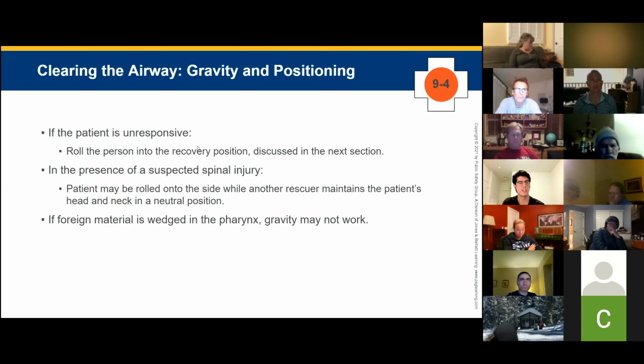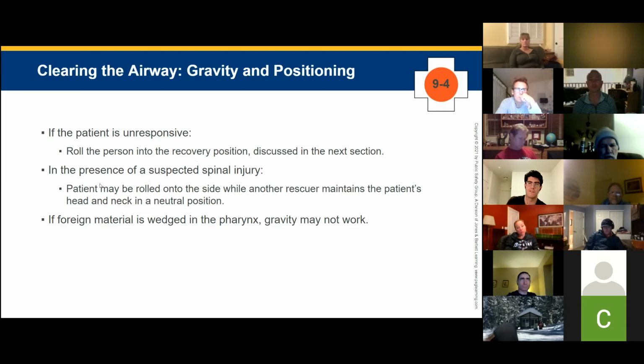All right. So we talked about this. If the patient is unresponsive, roll the patient into the recovery position. In the presence of a suspected spinal injury, we talked about this a bit last week, you can roll someone onto their side while you maintain the head and neck in a neutral position. So you can protect the C-spine and also roll someone into recovery position. Or you could put a C-collar on and then move them into recovery position.